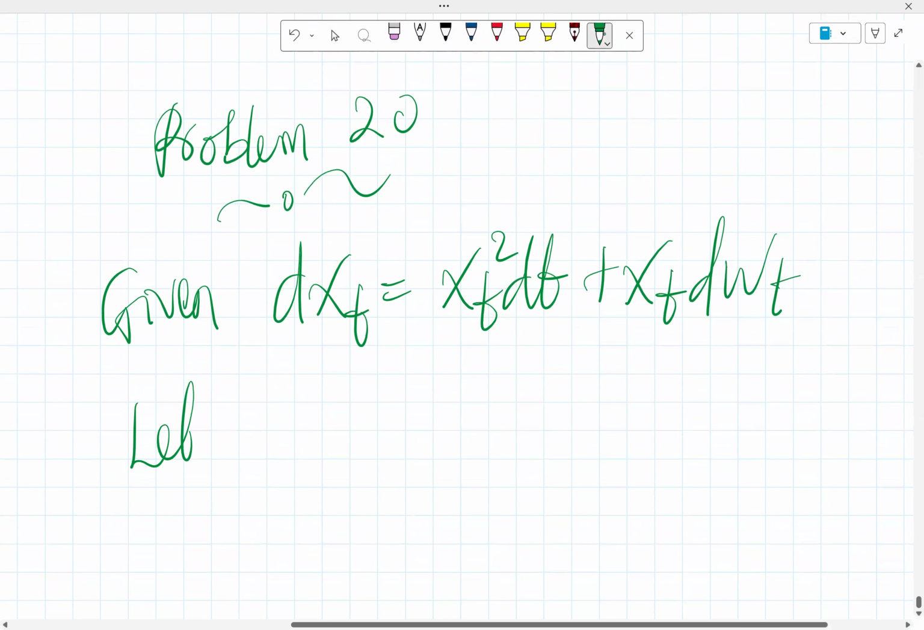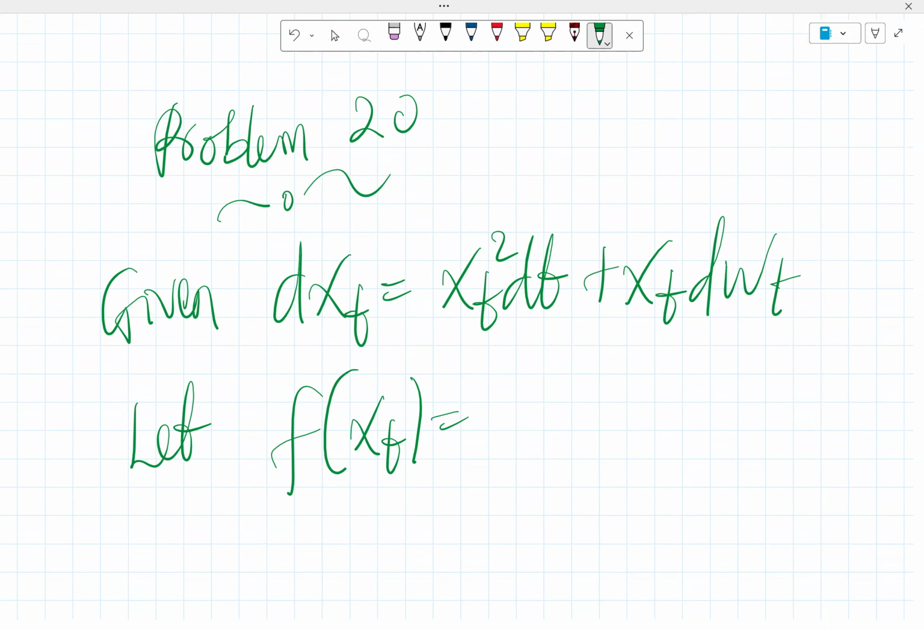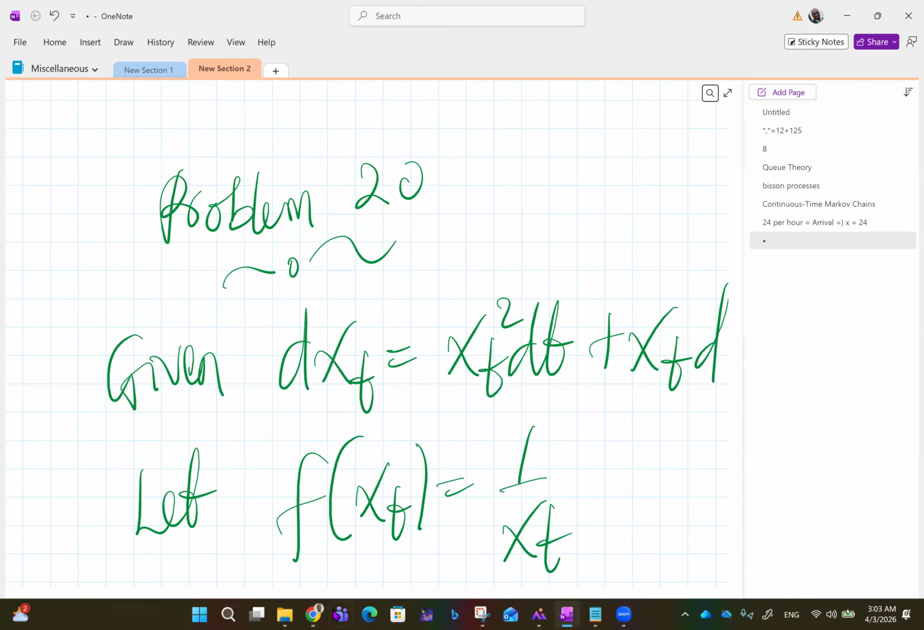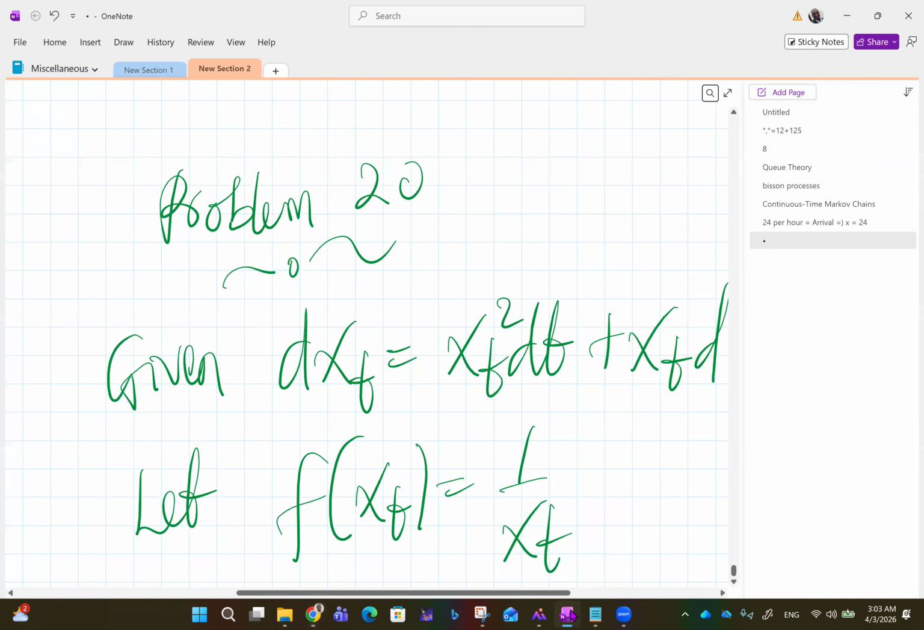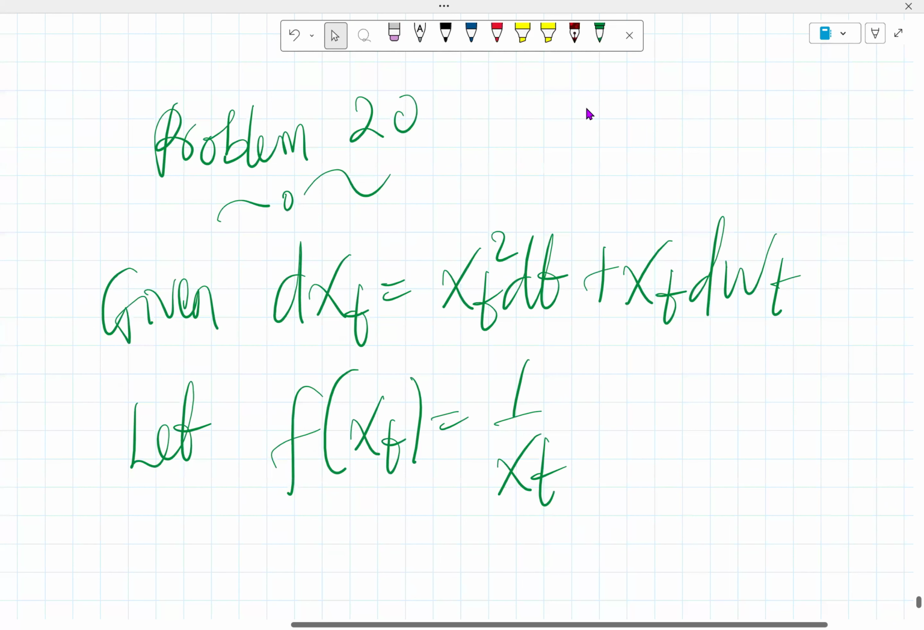So in that case now we can let f of x sub t be 1 over x sub t. Now, what is informing this? Let's see the problem again. That's question 20: apply Ito's lemma to f of x sub t equals 1 over x sub t. We are given that. So if you cannot identify it, you'll be given it. I think we've solved problems where we could easily identify it from the expression given. So we let f of x sub t be 1 over x sub t.